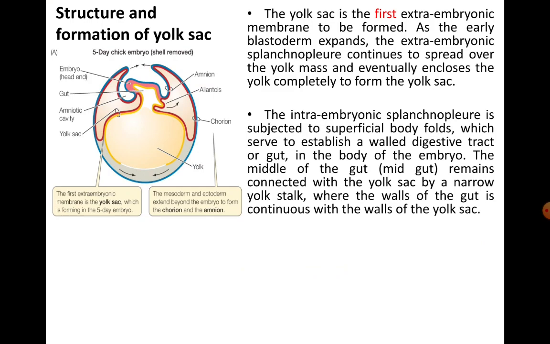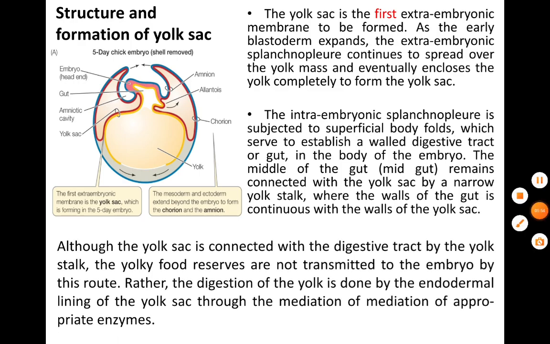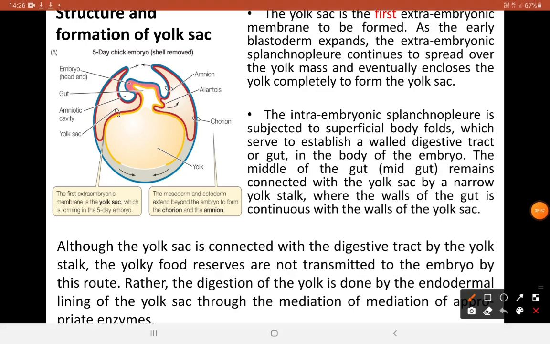Now let us learn one by one in detail how these fetal membranes are formed, and the first one to start with is the yolk sac, because this yolk sac is the first embryonic membrane to be formed. As the early blastoderm expands, that is when the development of the embryo starts, this extraembryonic splanchnopleure, what is a splanchnopleure? Endoderm and splanchnic layer of mesoderm. They continue to spread over the egg mass and eventually enclose the egg yolk completely to form the yolk sac.